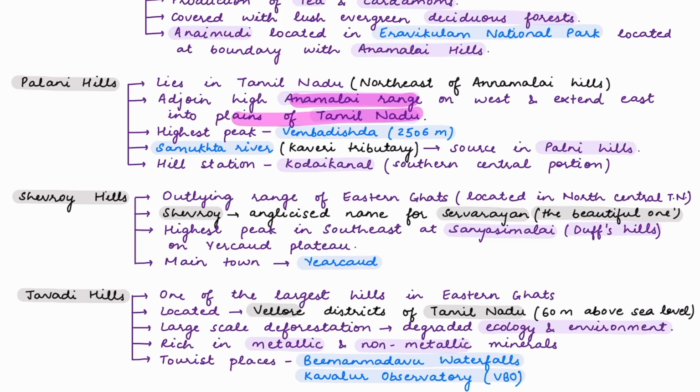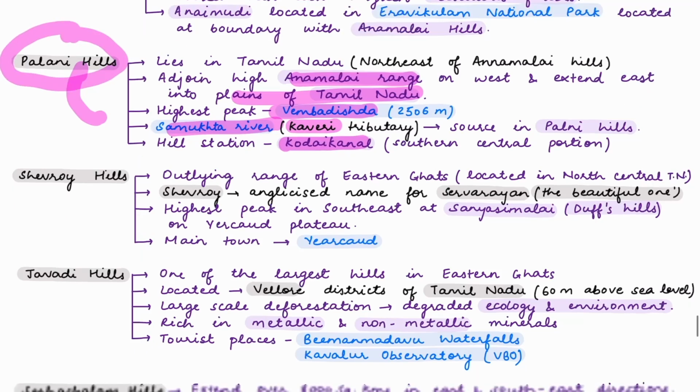The highest peak in Palni is Vembadisha, and it is also the source of the Samukta river. Samukta is an important tributary of the Kaveri, and the Kaveri has often been called the lifeline of the southern part of India. Also Kodai Canal, a very important hill station, is located in the Palni Hills.